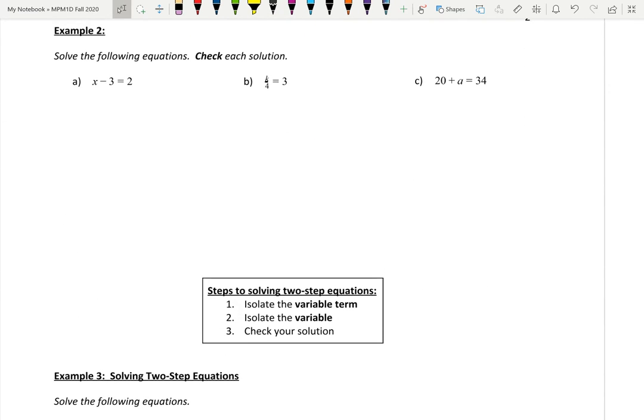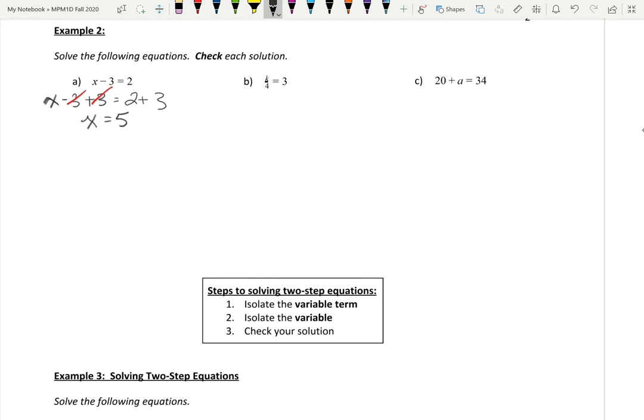Okay, let's try some more examples. Solve the following equations. Again, it's using the term solve, which means that you're trying to find the value of our variable. And then it tells us to check our solution, which we'll do after we solve. So x minus 3 is equal to 2. So x minus 3 plus 3 is equal to 2 plus 3. These 3's cancel out. x is equal to 5.